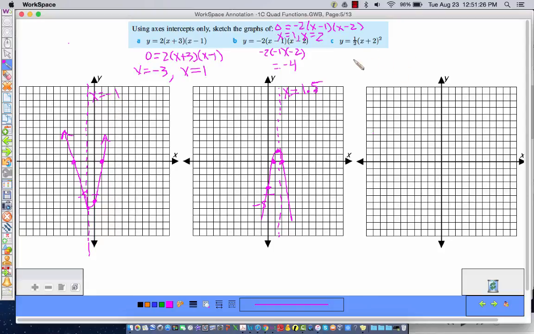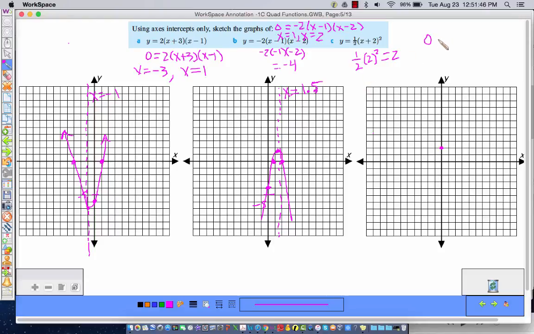And finally, we'll do this one, y equals 1/2 times (x plus 2) squared. If I let x equal 0, that's 1/2 times 2 squared, which is 1/2 of 4, which is 2. So let's see, y-intercept of 2. We have a positive coefficient here, so it's opening upwards.